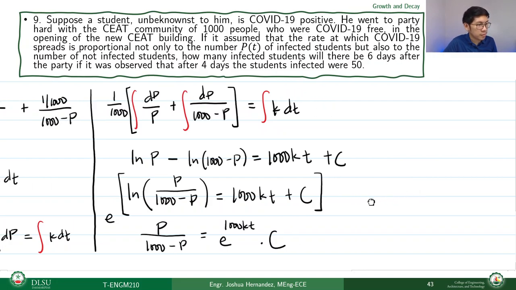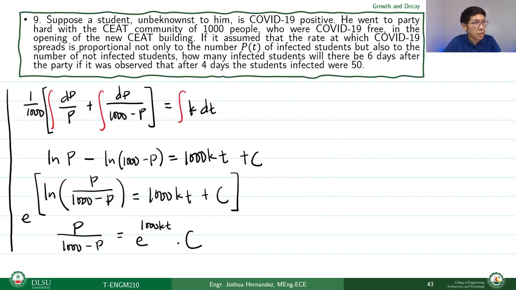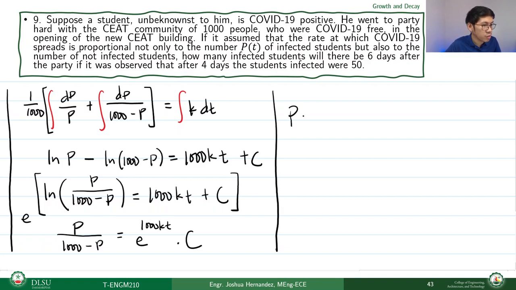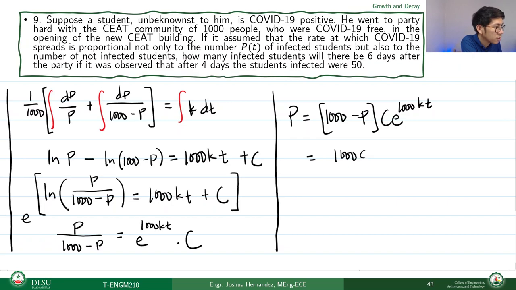Yan. You can solve for an expression of P. And that is if we multiply P to both sides, or 1,000 minus P to the right-hand side, kakaroon tayo ng 1,000 minus P multiplied by C e raised to 1,000 kT. Okay, so we can expand this to 1000 C e raised to 1000 kT minus P C e raised to 1000 kT. We can bring this back to the left hand side, so magkakaroon tayo ng 1 plus C e raised to 1000 kT.